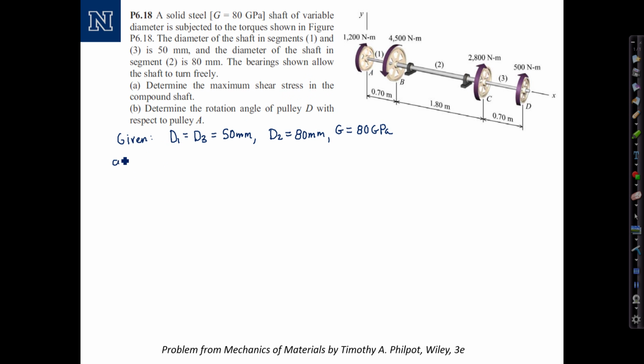Part A, we are asked to find the maximum shear stress in the compound shaft. So in other words, find tau max in any segment. And of course we should consider all segments. To solve for tau max in a particular segment, we use the formula tau max equals T, where T is the internal torque, times R over J for that segment. So the way I recommend you approach this is to draw an internal torque diagram so we can figure out what this T value is for every segment of the shaft.